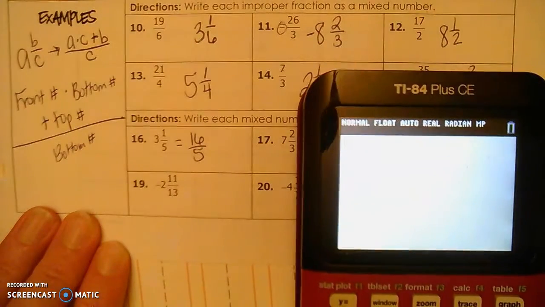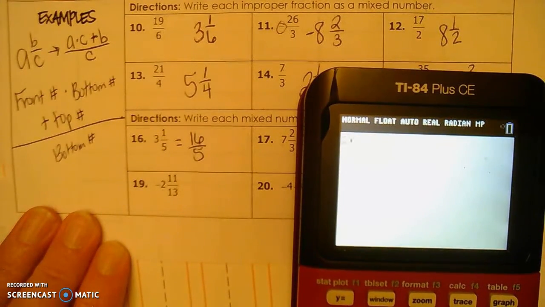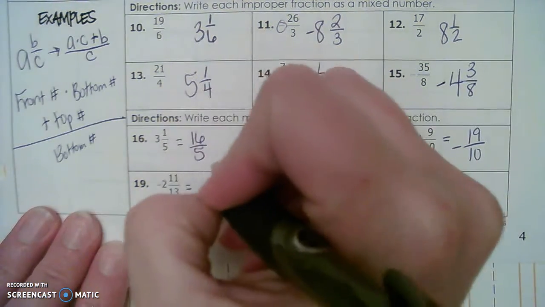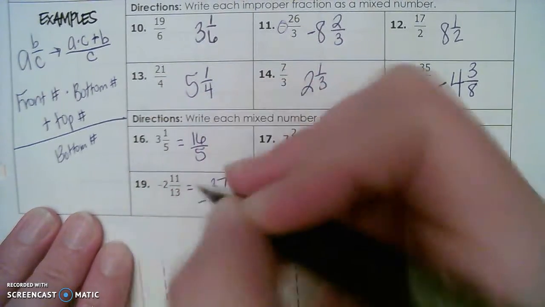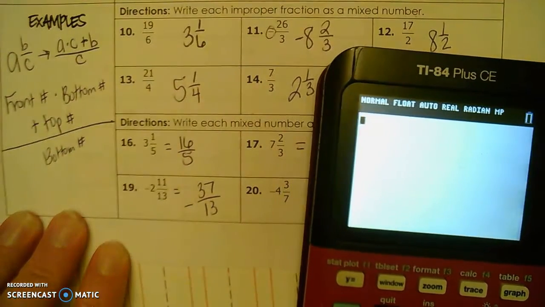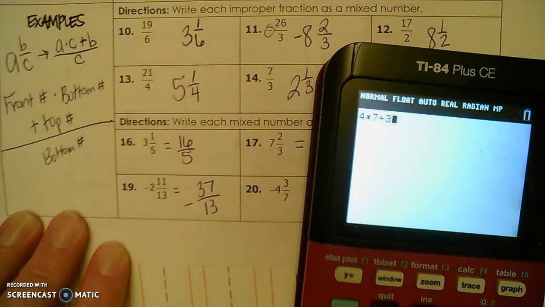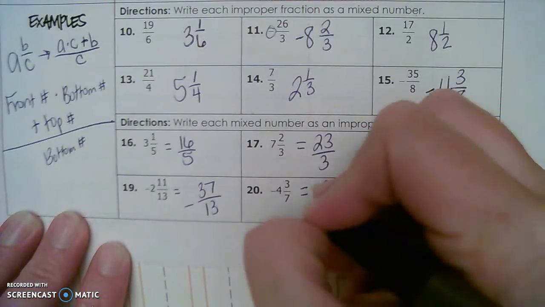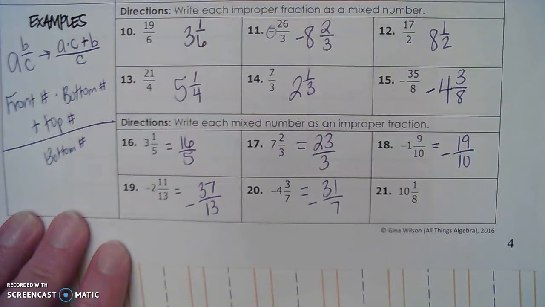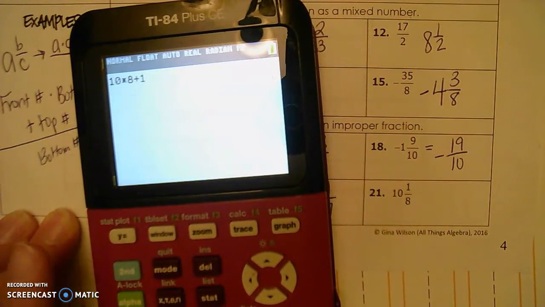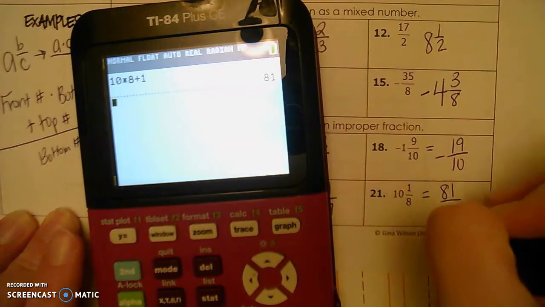For number 19, again, you're going to ignore the negative. 2 times 13 plus 11 gives us 37 for our top number over 13. And now we put the negative sign out in front. Negative 37 over 13. Number 20, same thing. Ignore the negative. 4 times 7 plus 3 gives us 31 over 7, and then the negative out in front. And finally 21, 10 times 8 plus 1 gives us 81 over 8.